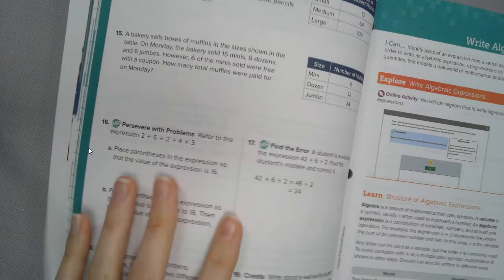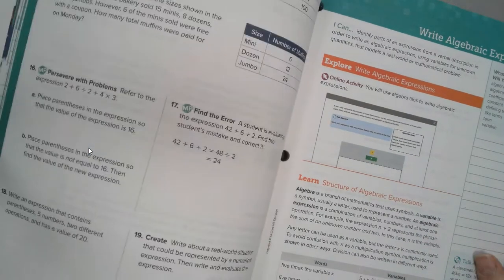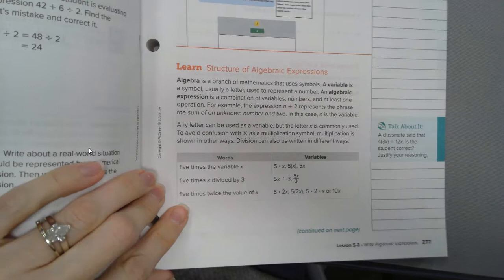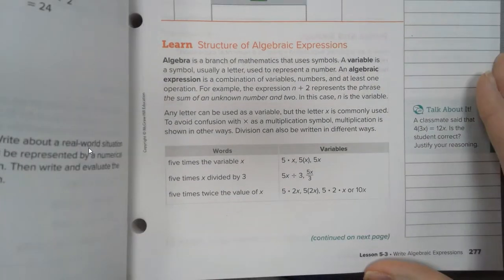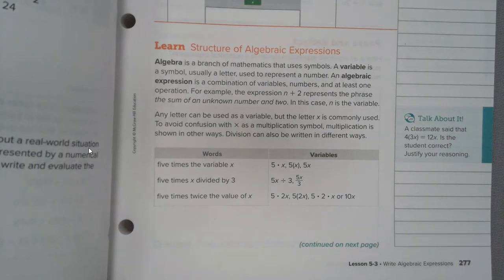All right, I'm on page 277. Write algebraic expressions. Learn the structure of algebraic expressions. Algebra is the branch of mathematics that uses symbols. A variable is a symbol, usually a letter, used to represent a number.